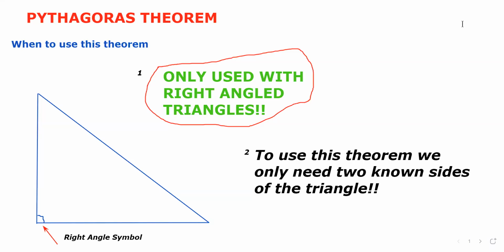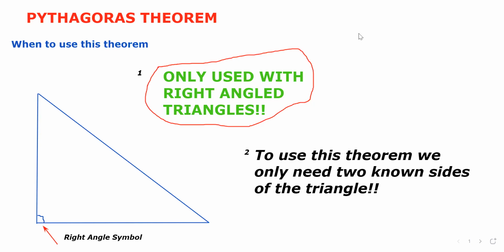Alright guys, so today we're going through Pythagoras theorem. Alright, so when to use the Pythagoras theorem. One thing you need to remember when you're using this theorem is that it is only for right angle triangles. And how will we know something is a right angle triangle?